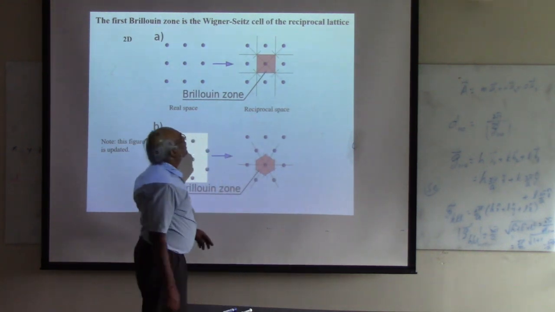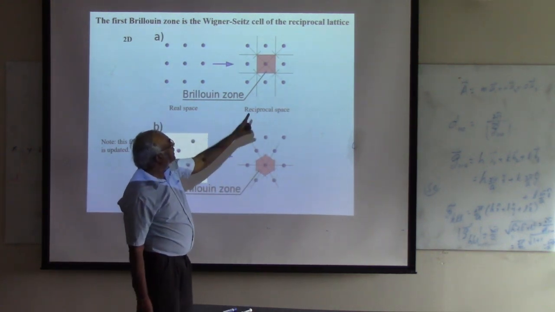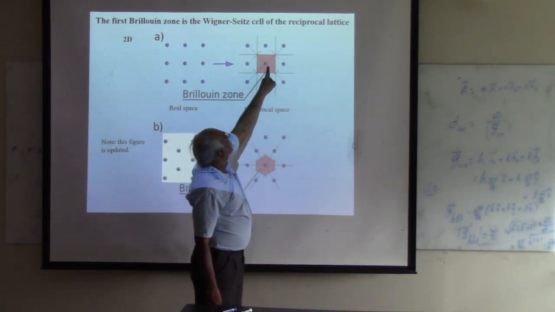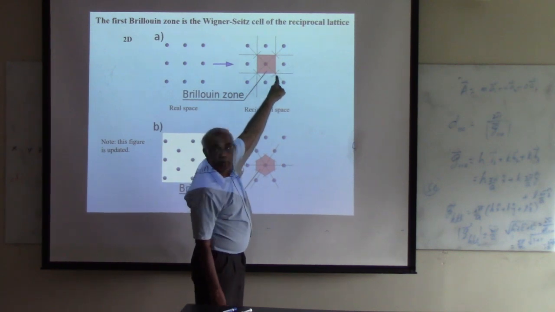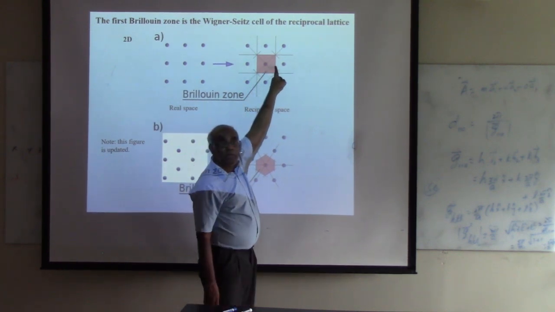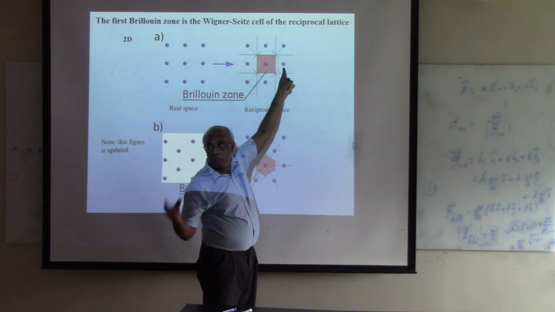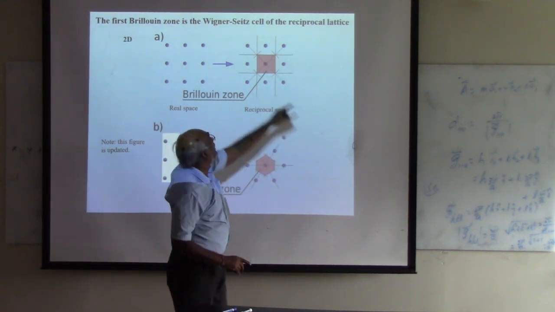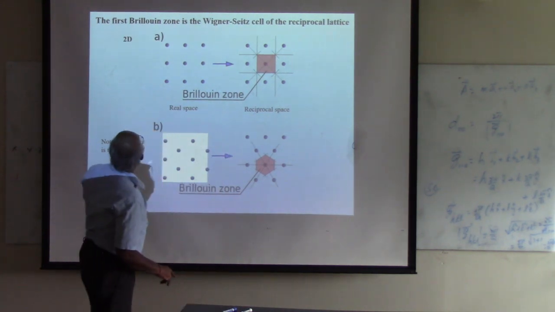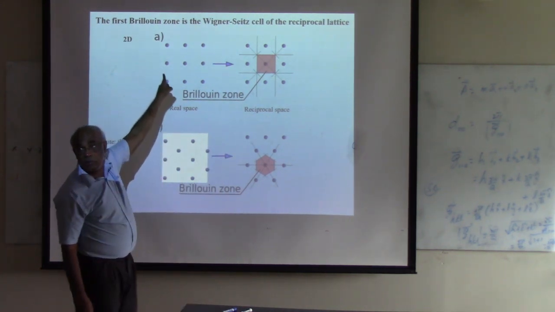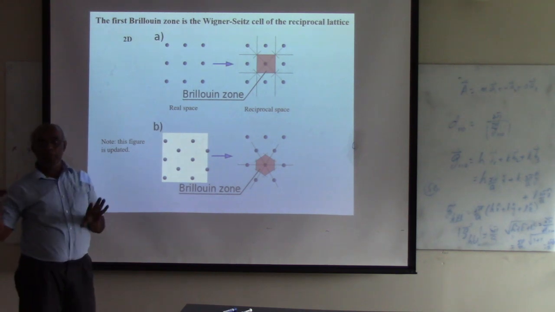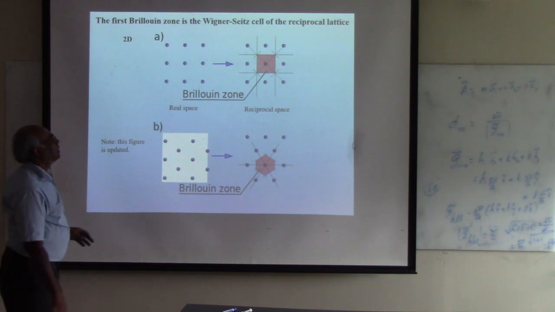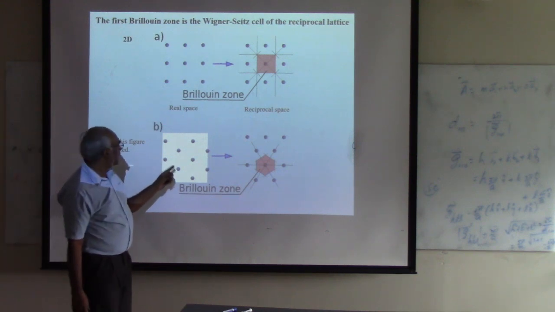So now if I do that same thing, the Wigner-Seitz cell, in the reciprocal space, same thing, right? We just take this one and cut here. The Wigner-Seitz cell in reciprocal space has a special name called the Brillouin zone. This is called the Brillouin zone. So Brillouin zone means reciprocal space Wigner-Seitz cell.